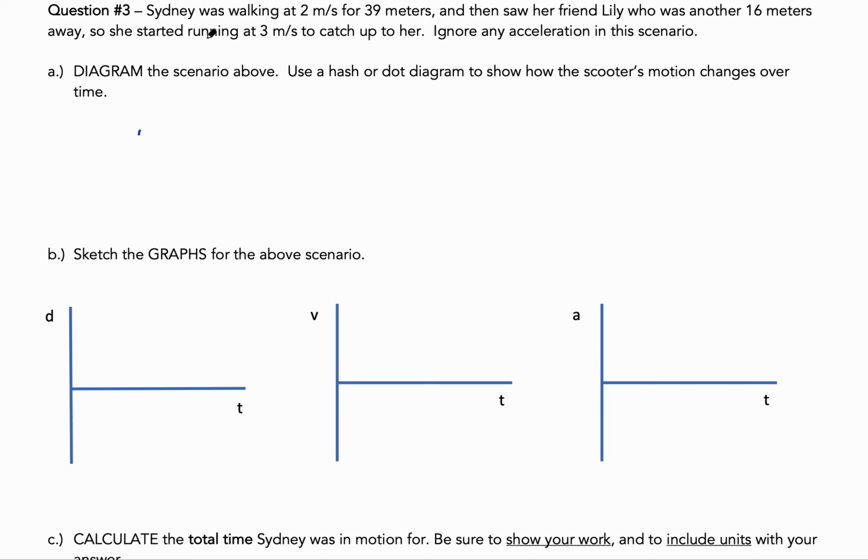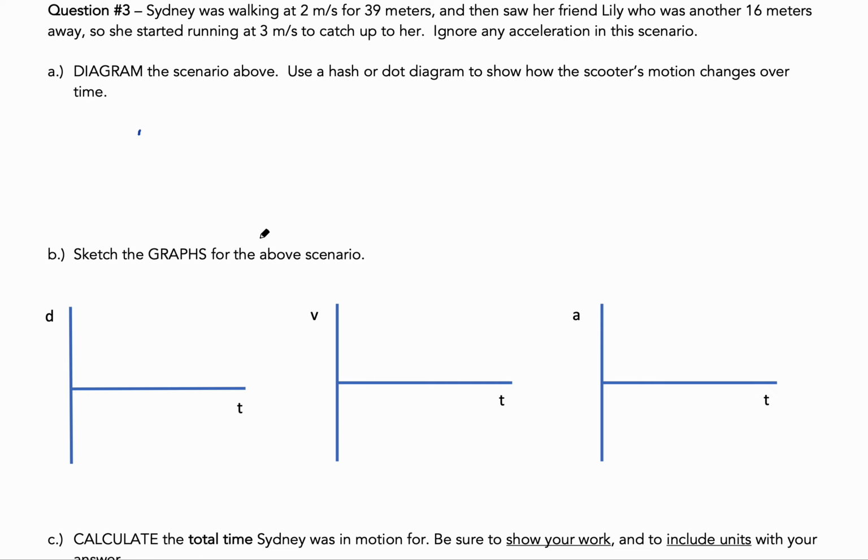So we're going to be taking a look at question 3 on the review guide. Sydney's walking at 2 meters per second for 39 meters, and then she sees her friend Lily, who was another 16 meters away, so she started running at 3 meters per second squared to catch up to her. Let's go ahead and take a look at how to attack this problem.